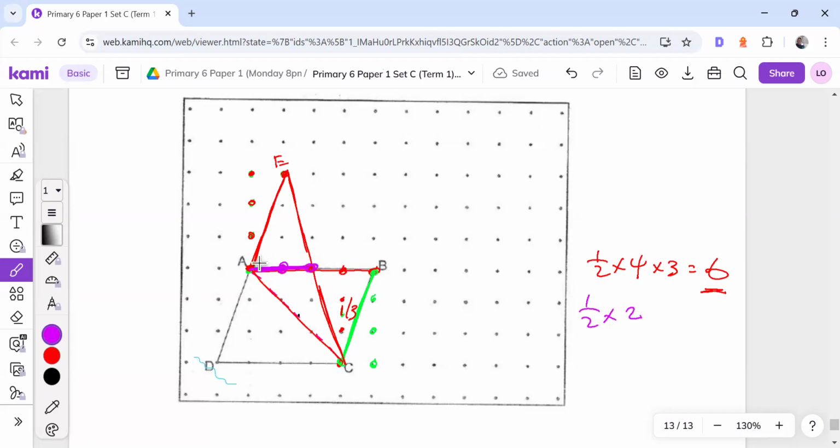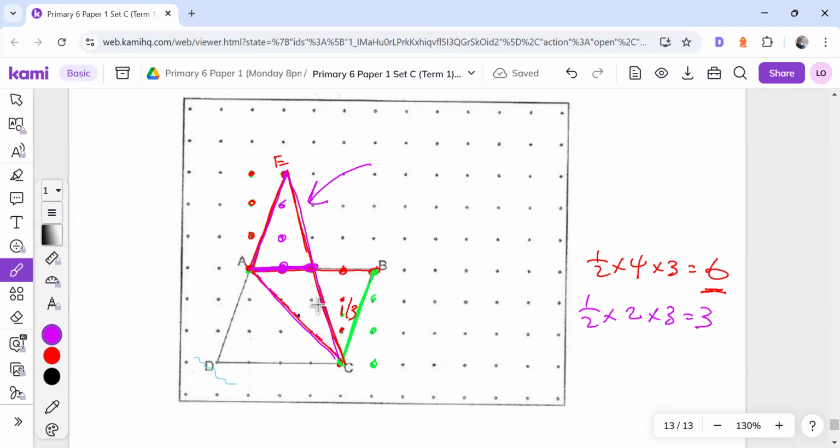What's the height of the triangle above? What's the height of this triangle? You start from here, 0, 1, 2, 3. So half times 2 times 3, you get 3. So this triangle on top is 3. And how about the bottom?